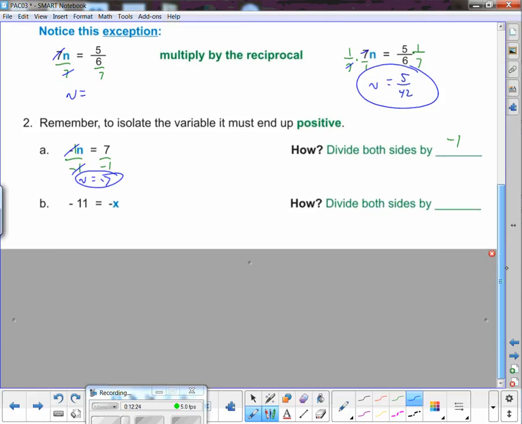You can see B is a similar type of problem. The only difference is the variable's on the right instead of the left, and the other side is already negative. Again, you want to divide both sides by -1. On the right-hand side, -1 divided by -1 is 1. You're left with 1x. On the other side, a negative divided by a negative is a positive. You're left with 11.